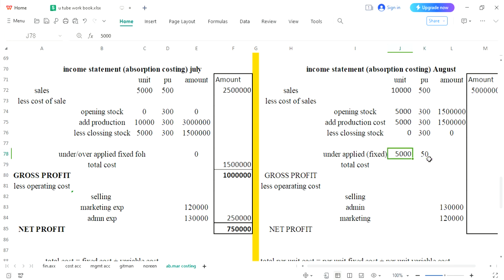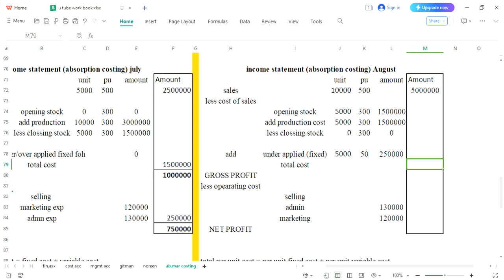This way it is, as you can see, under applied. So finally we will see it would be added. Total under applied cost, how we can calculate? Units are 5,000 and it would be multiplied by per unit cost, which is 50. So we have calculated under applied.